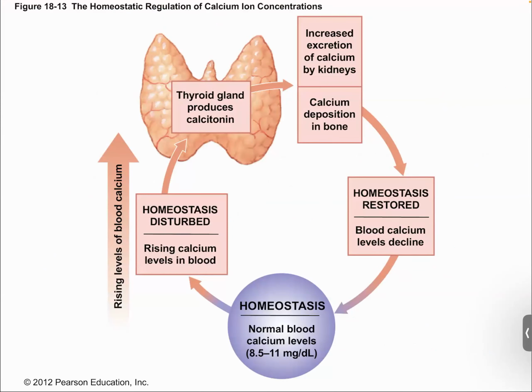So here is our homeostatic cycle, right? We have our normal calcium levels under homeostasis. We're going to disturb homeostasis. In this case, we're going to increase our calcium levels. And when we increase it, it's going to stimulate the production of calcitonin from the parafollicular cells, which will then stimulate the dumping of calcium by the kidneys. And it'll deposit that calcium into the bone, taking it out of circulation.